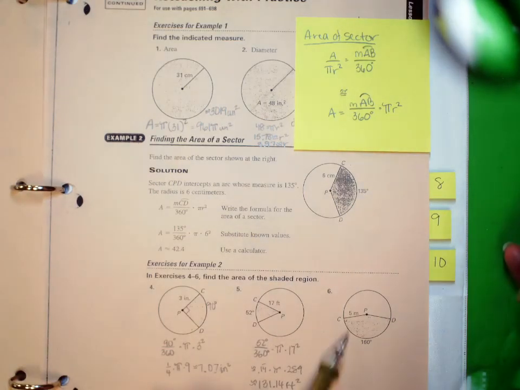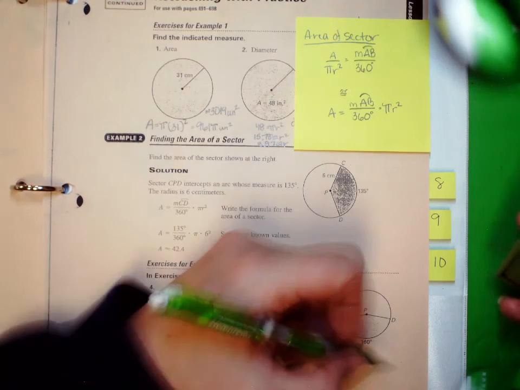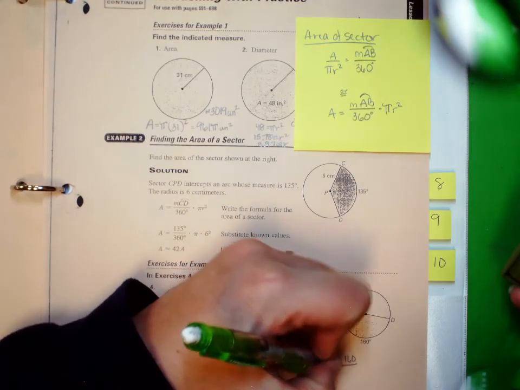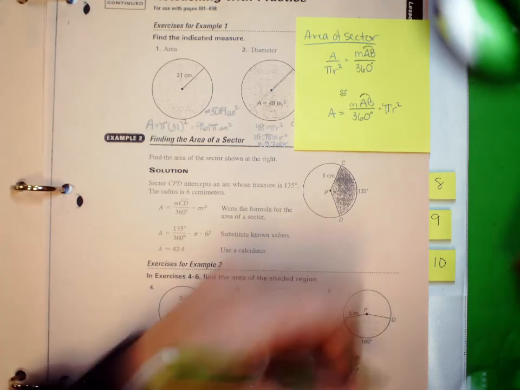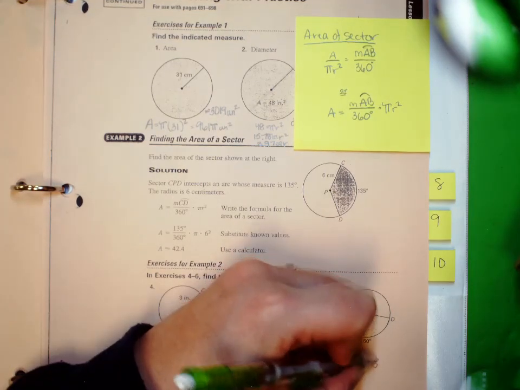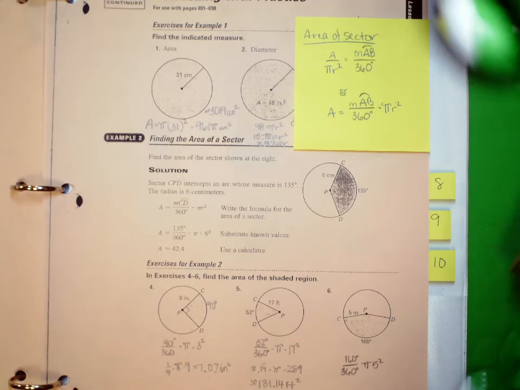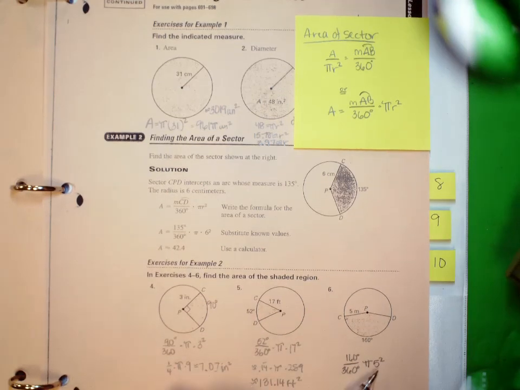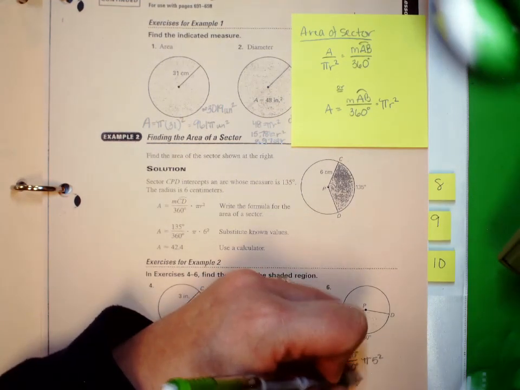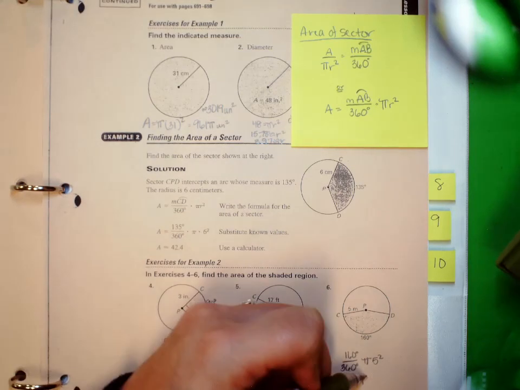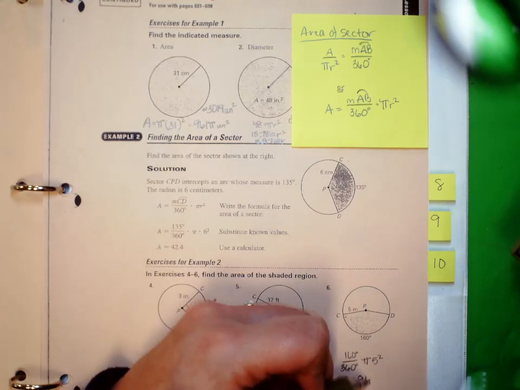In number 6, our arc length is 160 and our radius is 5. So we plug in what we know, 160 over 360 times pi, and r squared is 5. So we know that 5 squared is 25. And we get 34.91, and it was in meters, so meters squared.